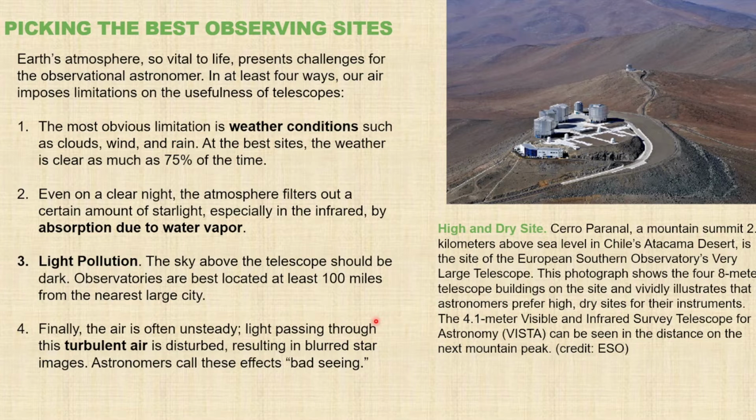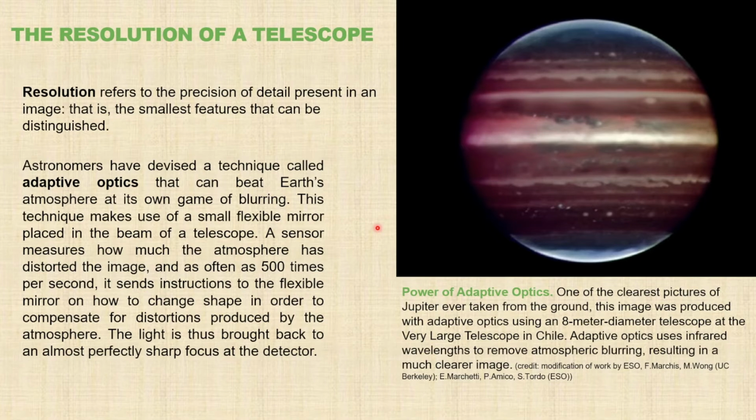And finally, the turbulent air. Because the air is moving fast, there can be turbulence in the atmosphere, in the molecules of the air, and that distorts the image as well, resulting in blurry images of the stars or galaxies. Astronomers call this bad seeing. However, there's a way to get around this turbulent air.